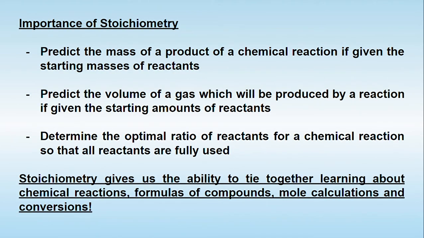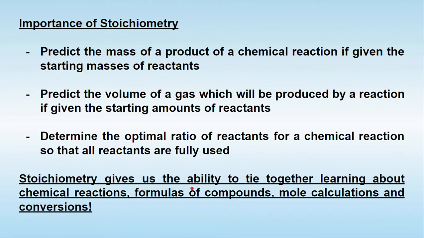Now, what is important in stoichiometry? Stoichiometry is used to predict the mass of a product of a chemical reaction if the starting masses of the reactants are known to us. Second, it predicts the volume of a gas which is produced by the reaction, which is again a product. If we know the starting amount of the reactant, we are also able to determine the optimal ratio of the reactants for a chemical reaction so that all the reactants are fully used. So if we want to go for the quantitative aspect related to reactants, products or the chemical reaction entirely, then we use stoichiometry.